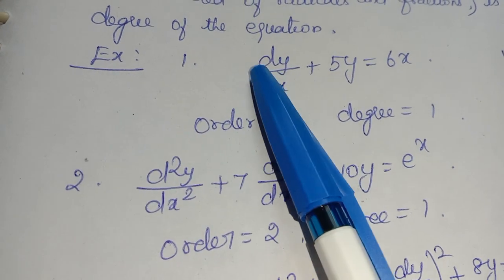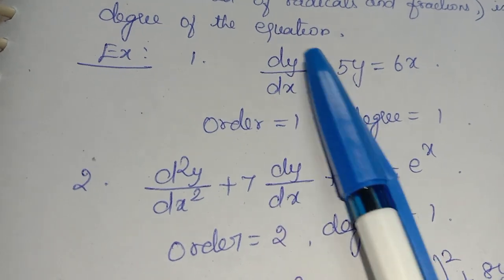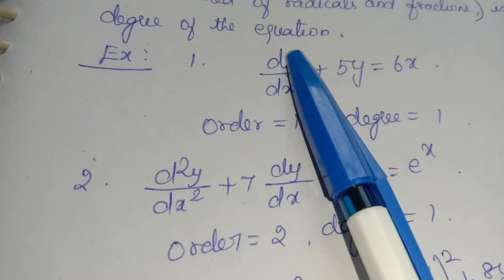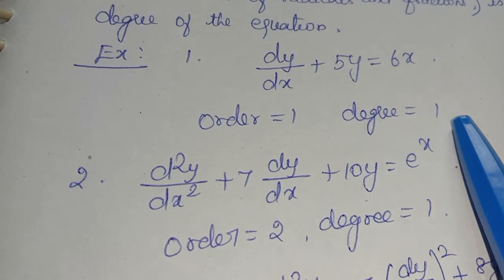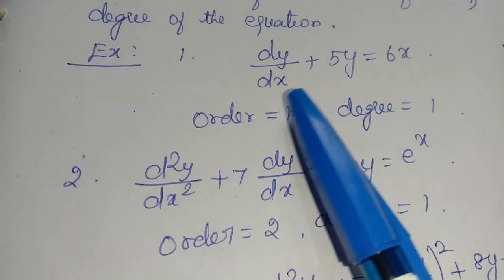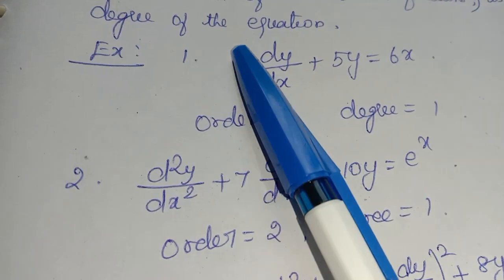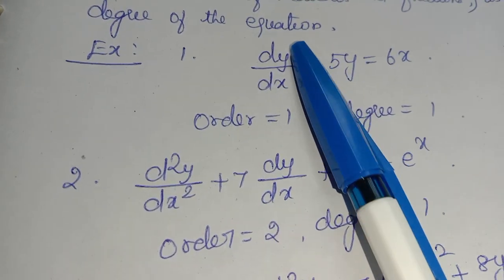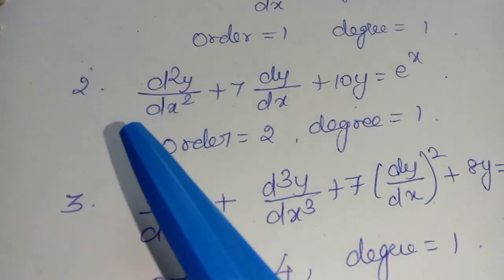For finding the degree, this is the order term you have selected. So for this, look at the power. The power of this term is equal to 1. So the degree of this equation is also equal to 1. So identify the highest order, that is the order, and the power of the highest order term is called the degree of the equation. Okay.